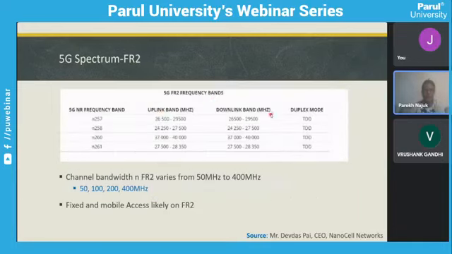Okay, and this is for the FR2. FR2 only supports the TDD mode, as I told you, and it ranges from 50 to 400 megahertz, but the maximum you can achieve is 400 megahertz, right?